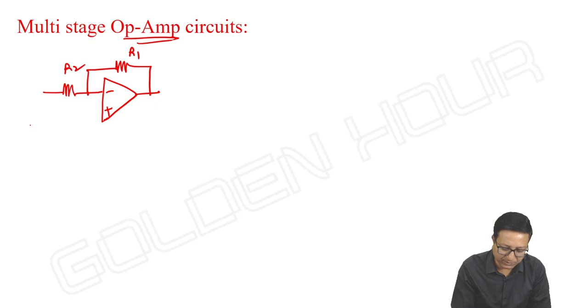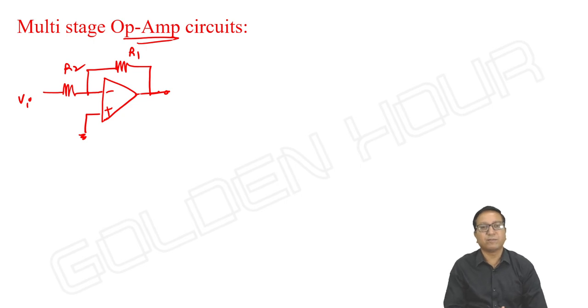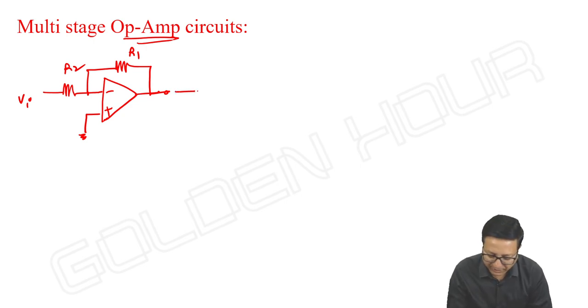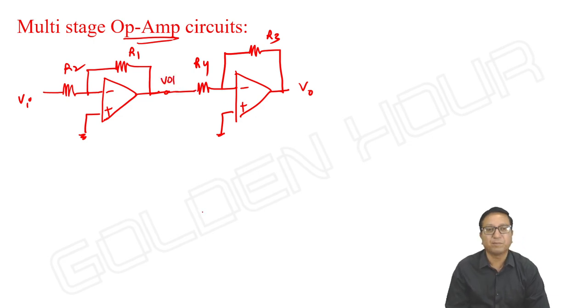R1, R2, let me take the input as Vi. The output of this circuit is minus R1 by R2 into Vi, we are well aware. And let me take another op-amp circuit, R3, R4. The output of this one, let me take it as VO1. VO1 is acting as input to the second amplifier. So what is the overall output?